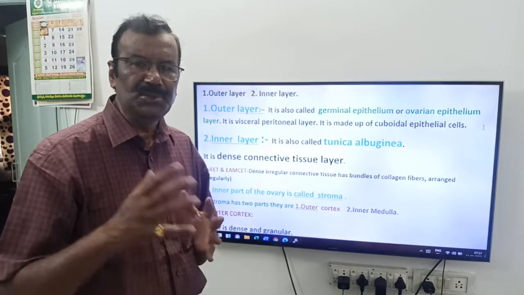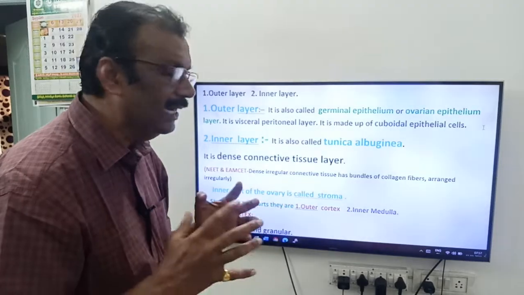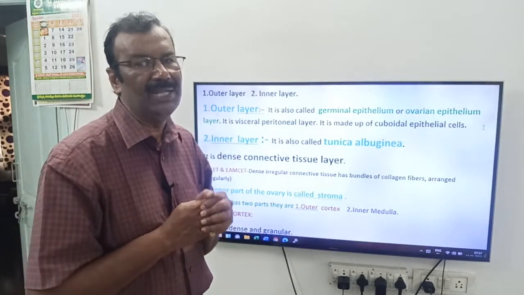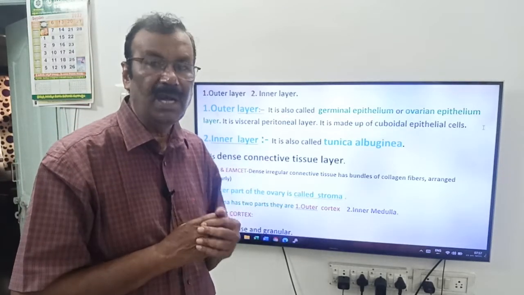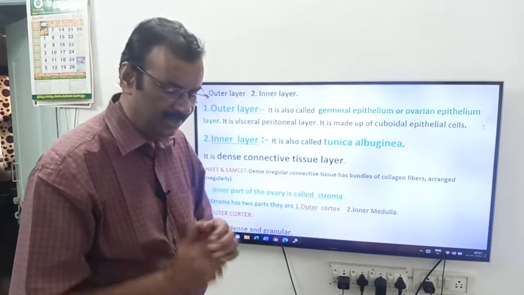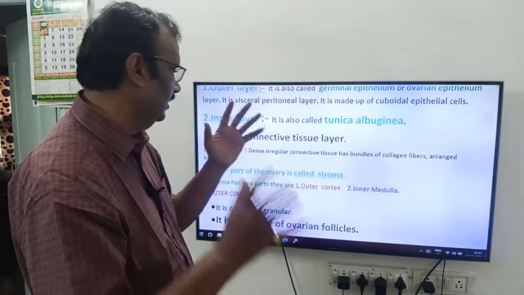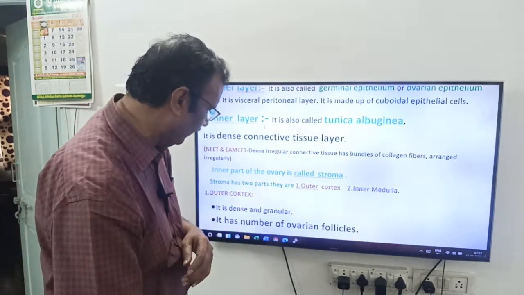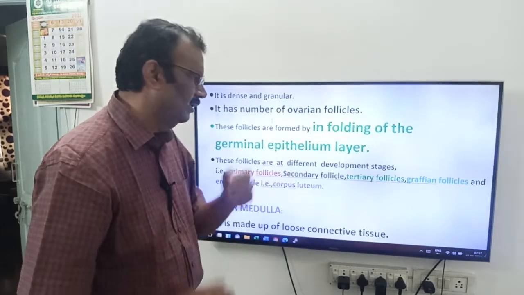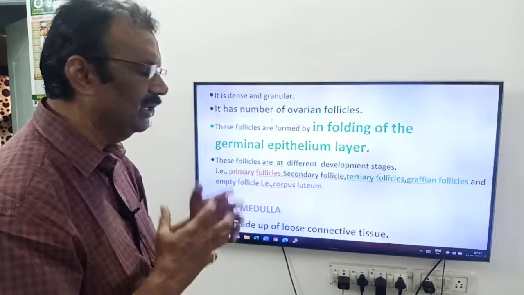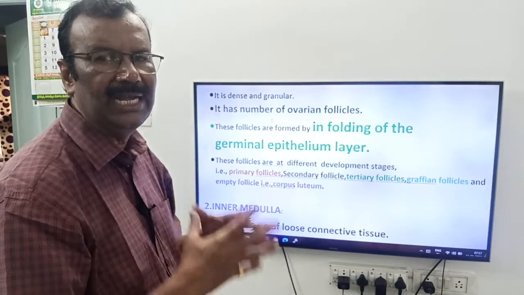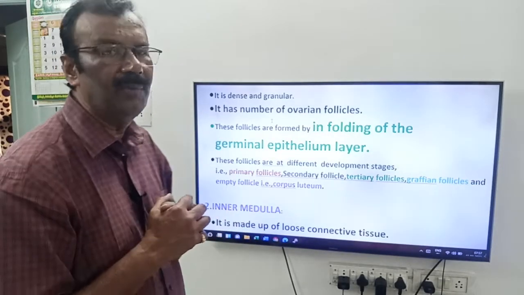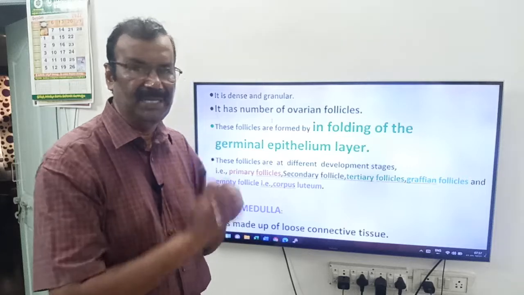The inner layer is called the tunica albuginea. It is a dense connective tissue layer. Next, the inner part of the ovary is called the stroma. It has two parts, the outer cortex and the inner medulla. The cortex has various developmental stages of the follicles. They are what, friends? Primary follicles, secondary follicles, tertiary follicles, Graafian follicles and empty follicles. Very important, friends: the follicles are formed by the infolding of the germinal epithelium.